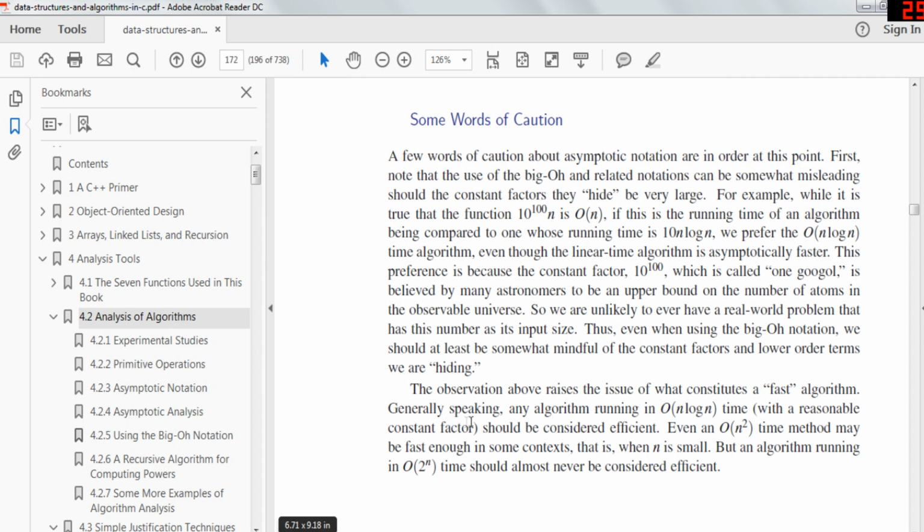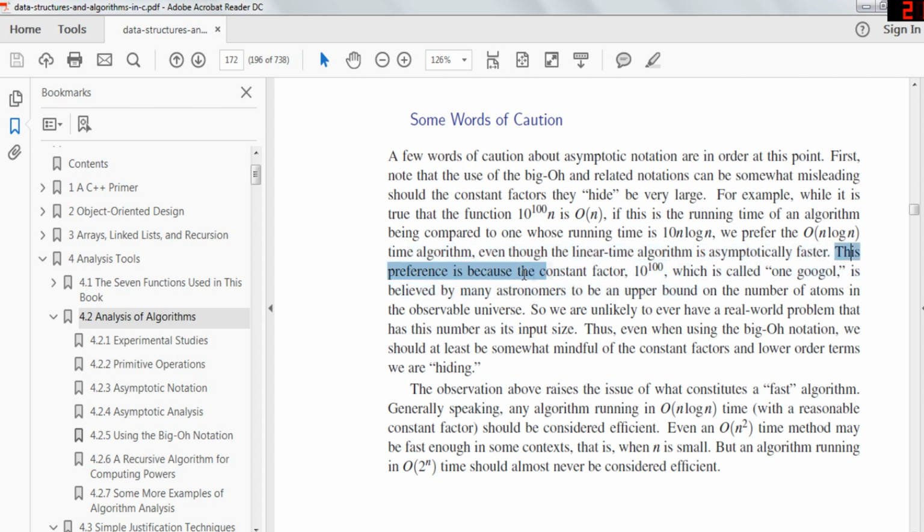Okay, so some words of caution. A few words of caution about asymptotic notation are in order at this point. The first note is that the use of big O and related notations can be somewhat misleading should the constant factors they hide be very large. For example, while it is true that a function 10 to the 100 power n is O of n, if this is the running time of an algorithm being compared to one whose running time is 10 n log n, we prefer the n log n time algorithm, even though the linear time is asymptotically faster.